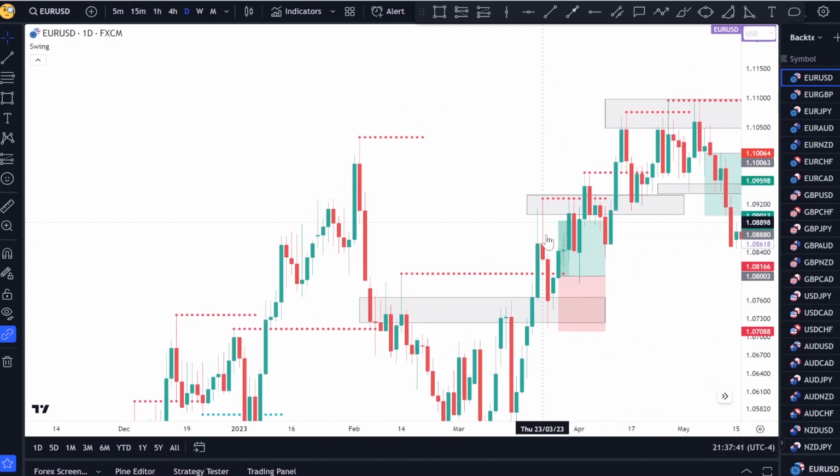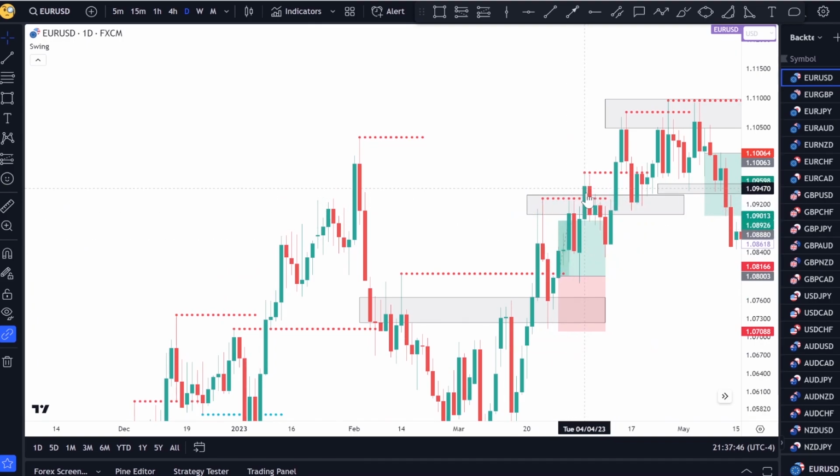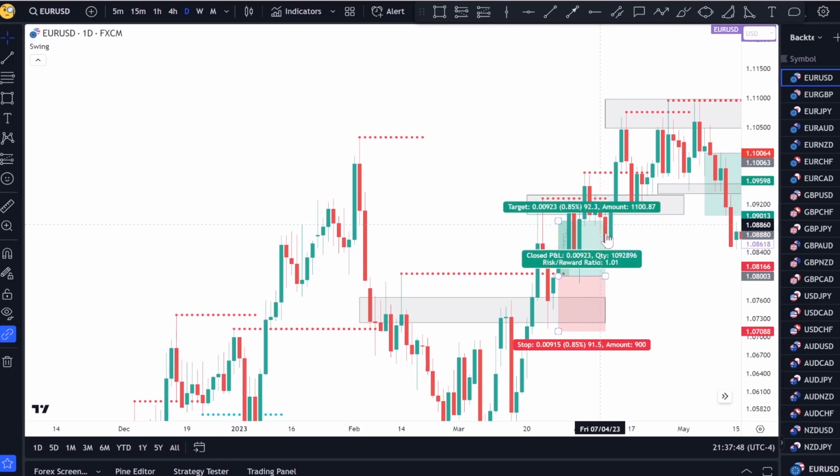So here you can see a rejection off of this level, second rejection, a break, and then back in. So this is a fake out, comes back in. So this is a third move down.